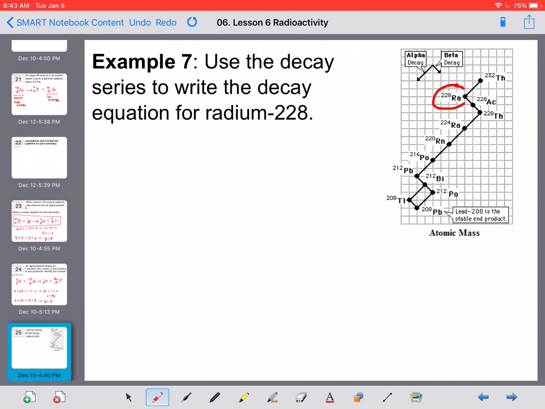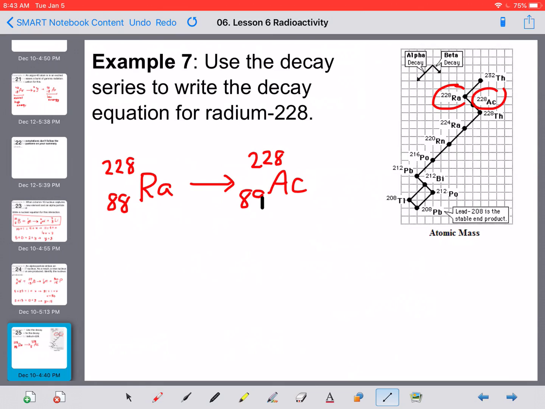And so let's write it out. Radium-228 is what we're starting with. And from the periodic table, this has an atomic number of 88. This is going to decay into actinium-228. And I'm just getting that from right here. It tells me there that that's actinium-228. And now I'm looking on the periodic table to see if I can find actinium. So it's at the very bottom of the periodic table. It's element number 89.